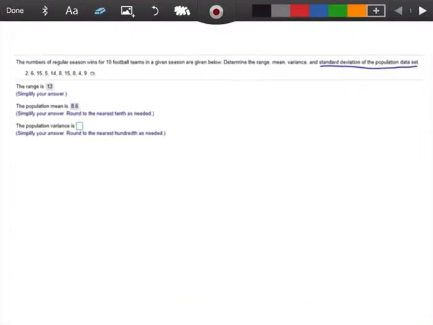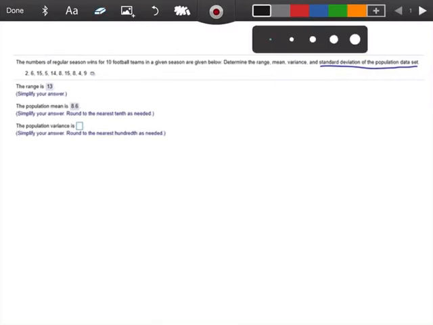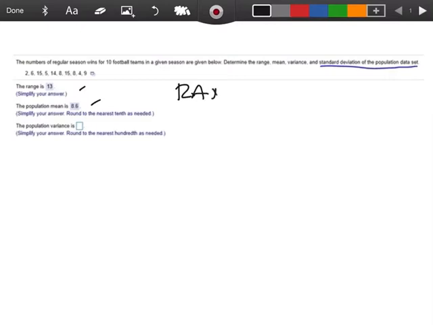All right, so we got a problem here, and it says the numbers of regular season wins for 10 football teams in a given season are given below. Determine the range, mean, variance, and standard deviation for the population data set. The student who asked me this question has already answered a couple of them, but let's see if we can find the rest. I'm actually going to do all four parts.